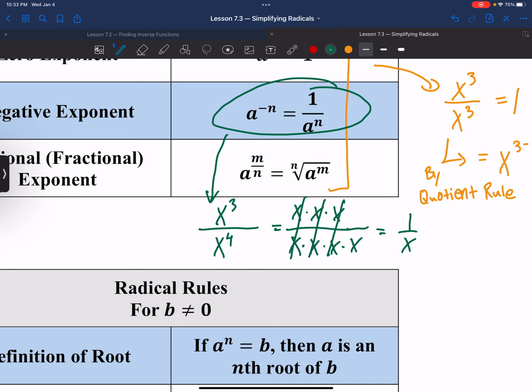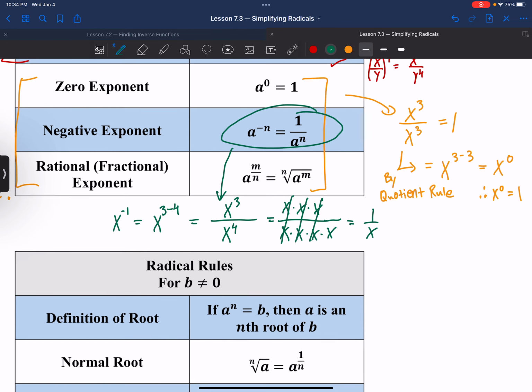But also, by the quotient rule, just like over here in the yellow, when I'm dividing these two expressions with exponents, this is x to the power of 3 minus 4. And what is 3 minus 4? It's negative 1. So therefore, I have shown, if you look at the left-most thing, x to the power of negative 1 equals 1 over x. So that's how we define negative exponents. So that's basically the rule. Whenever you see that negative exponent, put it in a fraction, shove it in the bottom.